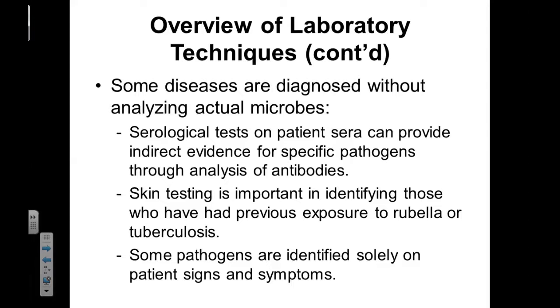Sometimes we can diagnose a disease quickly without actually analyzing the microbes themselves. We can look at serological tests. These are typically going to be a form of the immunogenic method. So we're going to use antibodies to quickly analyze the patient sample to determine whether or not the disease is present. We also have skin testing techniques.